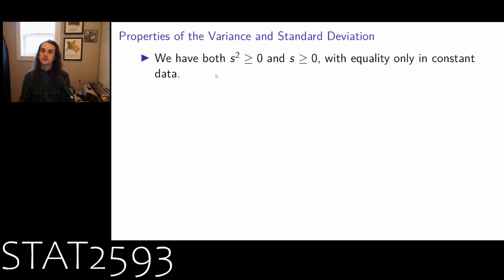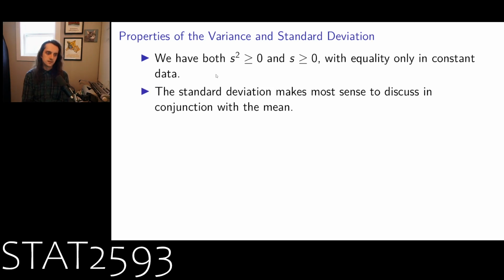Now, we can look at some properties of our variance and our standard deviation. The first is that they both have to be greater than or equal to 0, right? That's because we're summing up a bunch of squared numbers, and so the smallest that they could be is 0. The only way that they're going to equal 0 is if every single data point is constant. Okay.